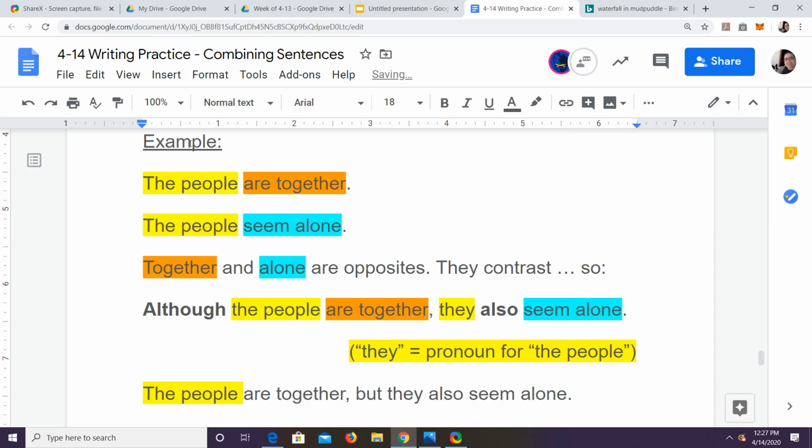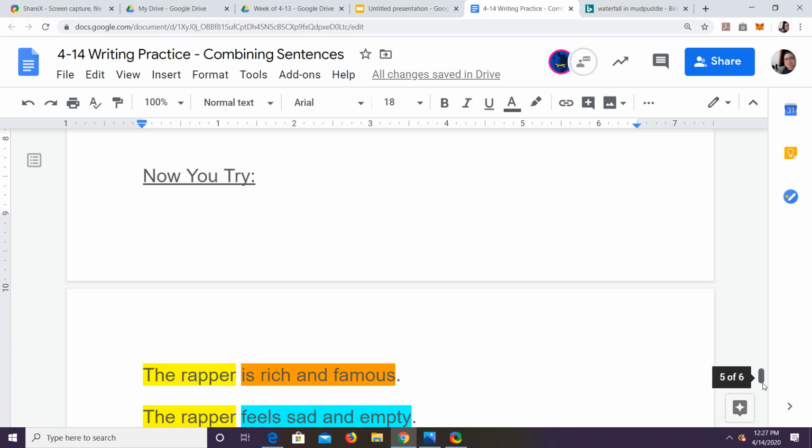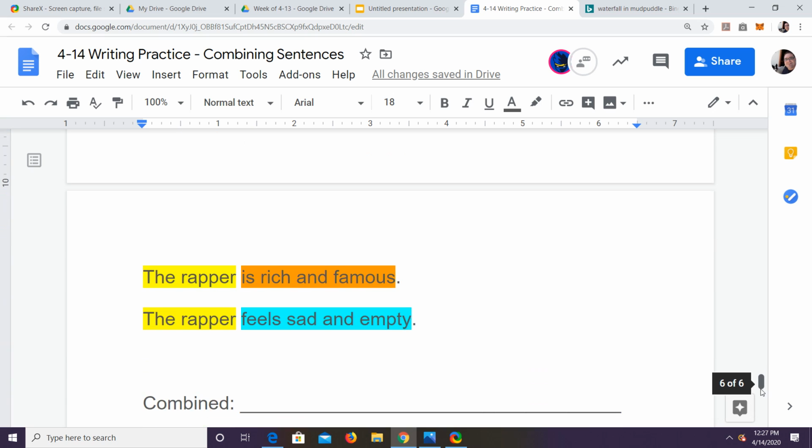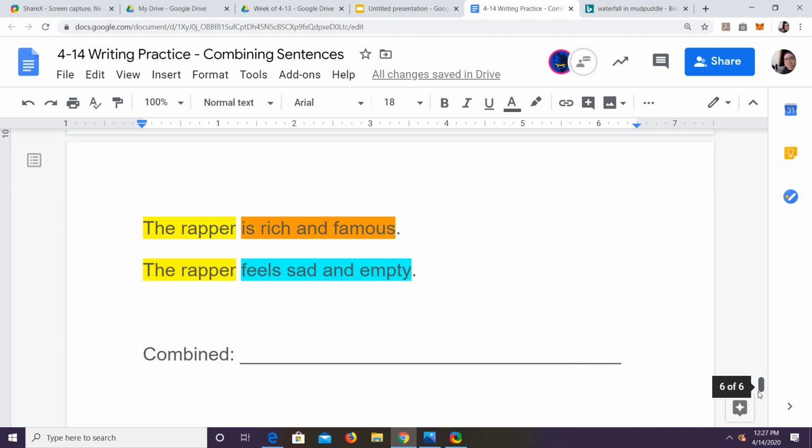So although and but are very similar. You can say although the people are together, they also seem alone, or the people are together, but they also seem alone. And your example is going to be about a rapper who's rich and famous. Yes, they feel empty and sad. And I think every good rapper has a song with that theme.